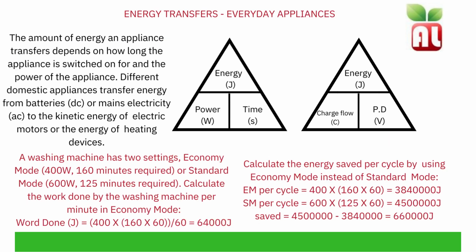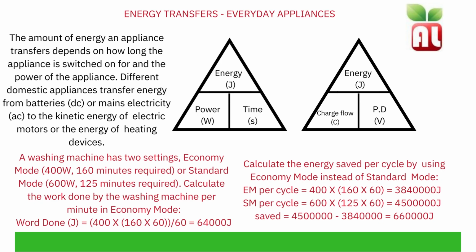Everyday appliances. The amount of energy of an appliance depends on how long the appliance is switched on for and the power of the appliance. Different domestic appliances transfer energy from the batteries, a direct current, or the mains electricity, which is an alternating current, to the kinetic energy of electric motors or the energy of heating devices.